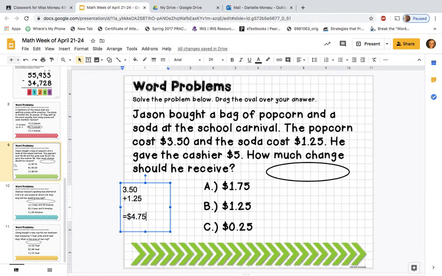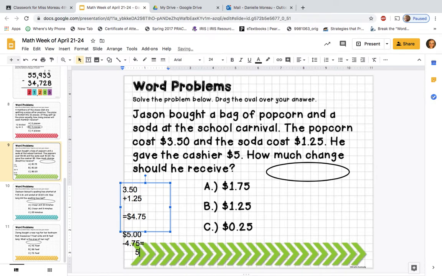But we're not done because it wants us to know how much change he received. So he gave the cashier $5. And we need to subtract the $4.75 that he spent from the $5 to get our total, okay? So I can't take 5 away from 0. I'm going to need to go over here. So the 5 will become a 4. Then this will become a 9. This will become a 10.